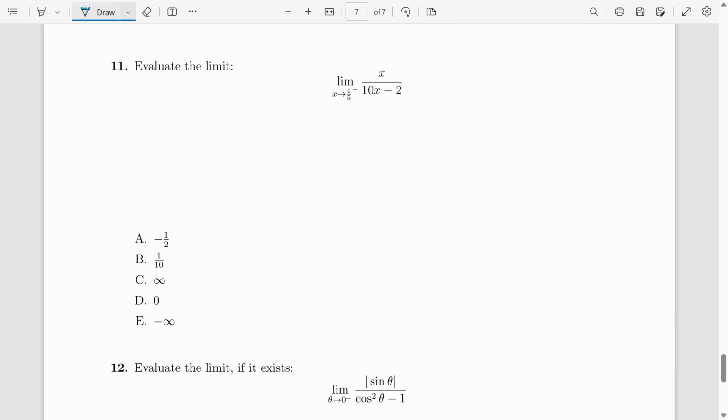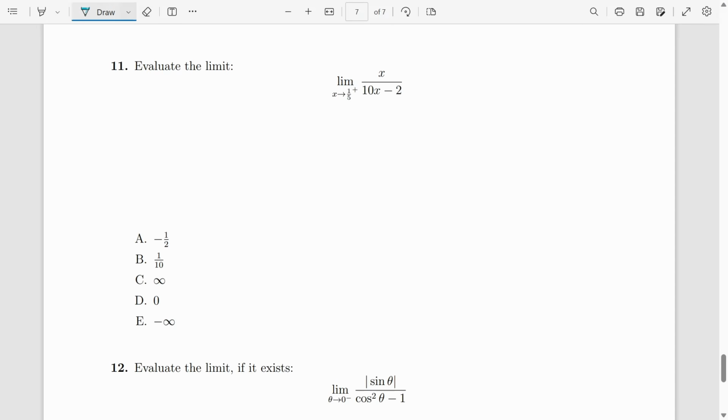All right, question 11. We are almost done here with this whole exam. Evaluate the limit, another limit. So all right, looks like this one is a one-sided limit, so it's the limit as x approaches 1/5 from the right side, from the positive side.